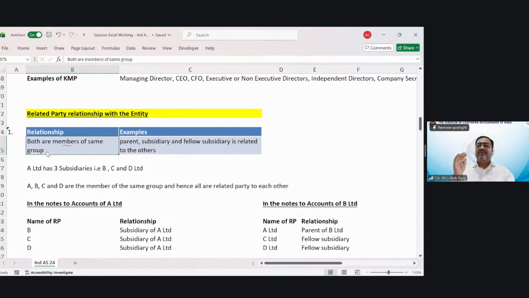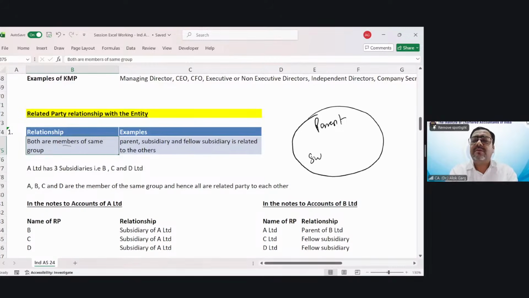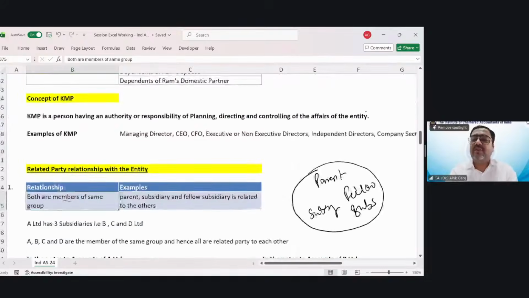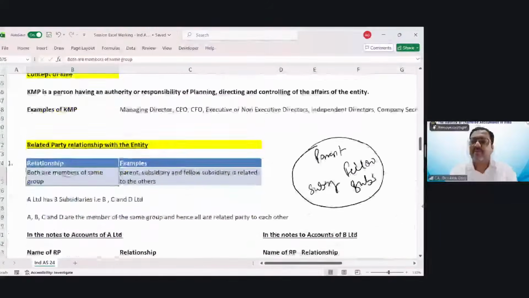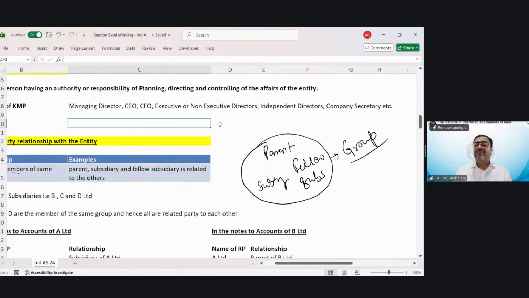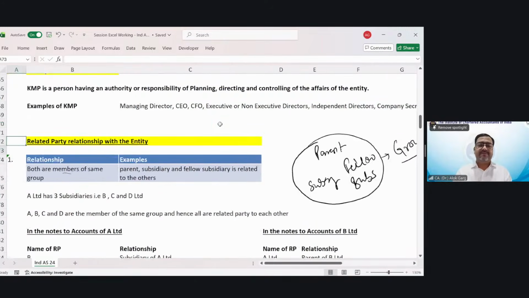And if there is a group, this circle is known as a group. In this circle, parent is floating, subsidiary is floating, fellow subsidiaries are floating. And this is known as group. So what is a group? It's a combination of parent, subsidiary and fellow subsidiary.